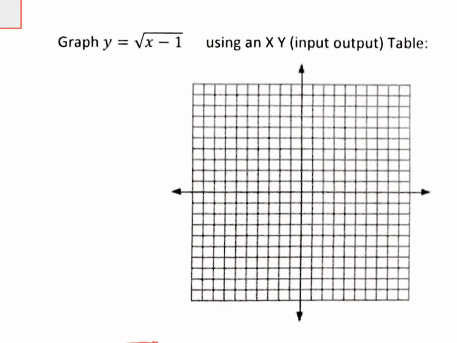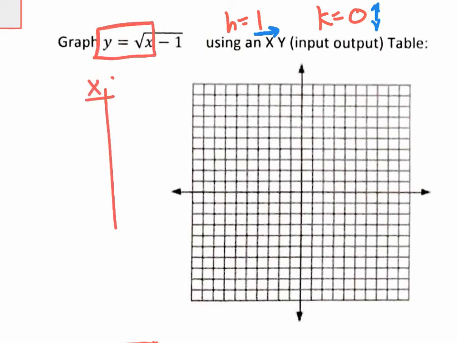How about this guy? What could I identify? What's my h value? What's my k value? H is positive 1, k is 0. So what does that mean? At the end of it all, I'm going to be moving 1 unit to the right and 0 units up or down. You're not moving them anywhere up or down. So after you identify h and k, what do you do? Ignore h and k with the box and make an xy table. That way you end up using the same coordinates of your parent graph.